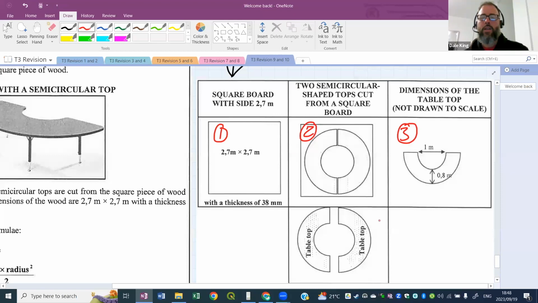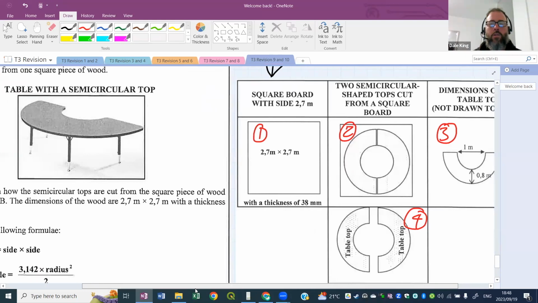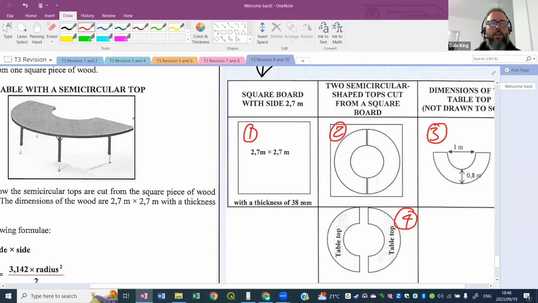Just be careful. And then here, step number 4 is what it looks like when you have 2 of these tabletops next to each other. I hope you understand. So square piece, draw some circles on it, cut them out, and you get these semicircular shapes. That's why this table looks like it does on the left-hand side here. So the semicircle shape comes from this method. All right, here we go.